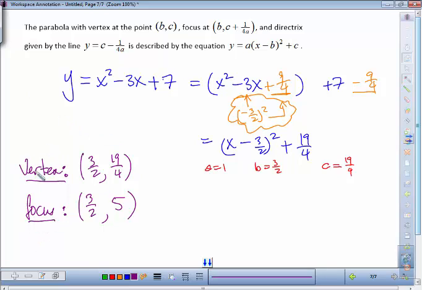And then your directrix. So remember, the directrix is actually a line, so it's an equation of a line. We want to write it as an equation, so I write y is equal to. So instead of adding 1/4, you subtract 1/4. What do you end up getting? 18/4. That's 9/2, yeah? 4.5.